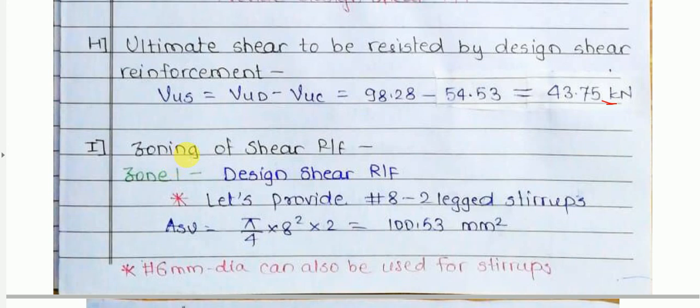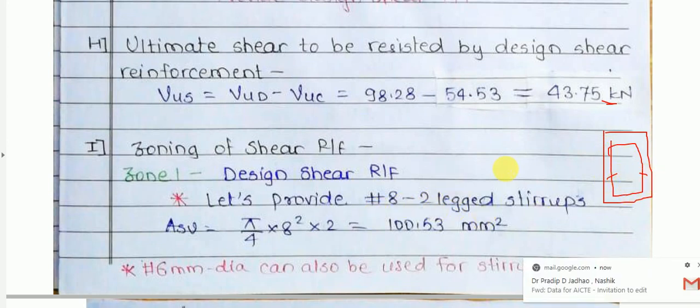So the next step is the zoning of the shear reinforcement. In this zoning, the first zone is the design shear reinforcement. As here we need to provide this design shear reinforcement, this zone 1 is present. So here let us provide 8 mm bars as 2-legged stirrups. What are those 2-legged stirrups? Generally in a beam, suppose this is the rectangular section of the beam, then in this beam we provide this kind of stirrup. So for this stirrup, this is leg 1 and this is leg 2, hence it is treated as a 2-legged stirrup.